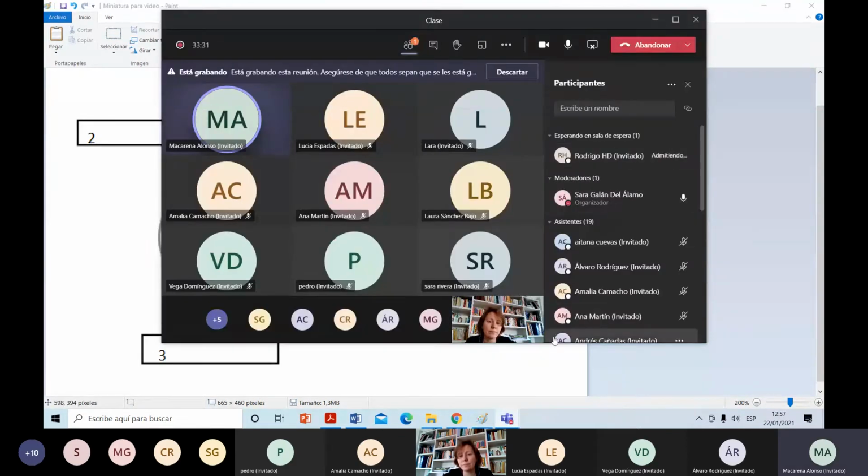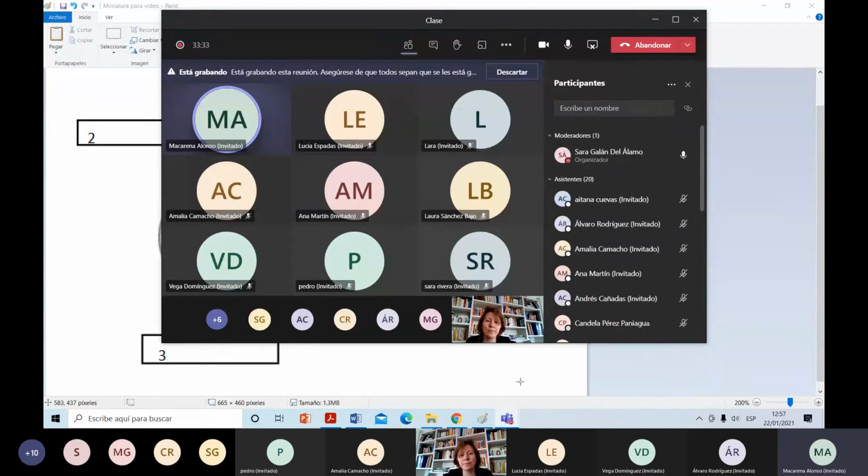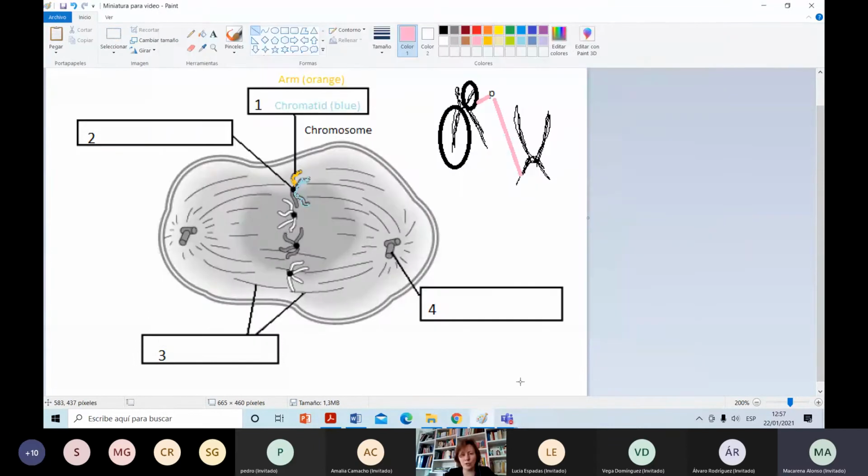Yes, and teacher, I have another question. Okay, go on. Me matas, pero es que sigo sin enterarme. ¿Cuál es la diferencia entre mitosis y meiosis? Vale, no te mato porque todavía no lo hemos visto, ¿vale?